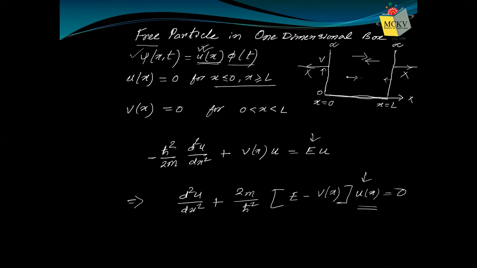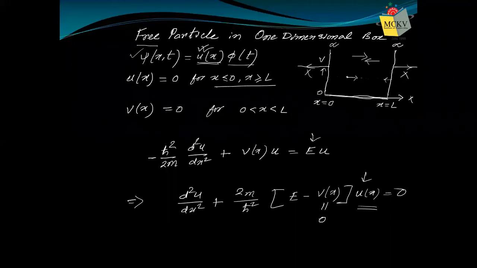Now, in our problem, it is much simplified. Why? Because in our case, V is 0 within the box. And we will not bother about other regions, because apart from that box, the particle doesn't exist anywhere. That means there is no existence of u outside the box. So we only bother about the x equal to 0 to L region. Clear? Because outside, u is already 0.